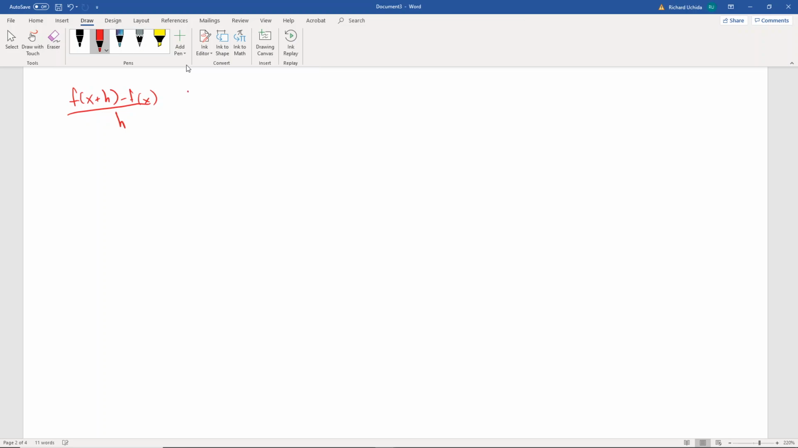So let's say we did this for the function f of x equals x squared minus 2x. And we had to find this expression, f of x plus h minus f of x all over h. So the first thing I would do is figure out, okay, what is f of x plus h? So remember, that means wherever we see x, we plug in x plus h. So instead of x squared, that would be x plus h squared, minus, instead of 2x, it'll be 2 times the quantity x plus h.